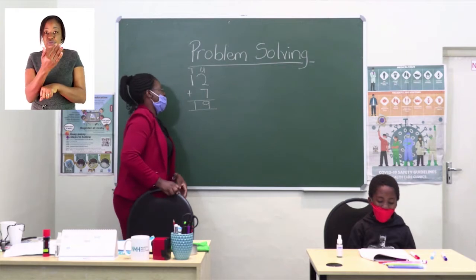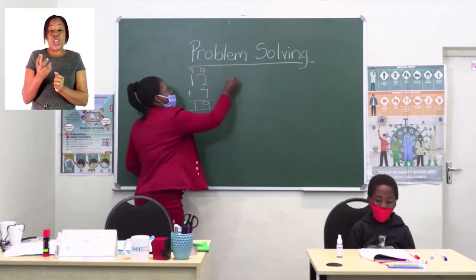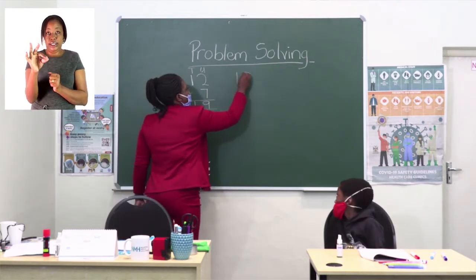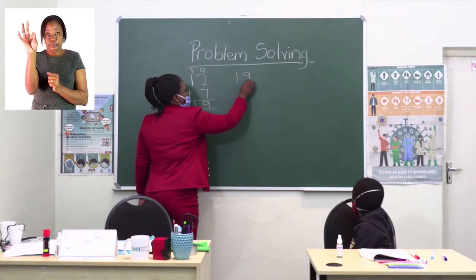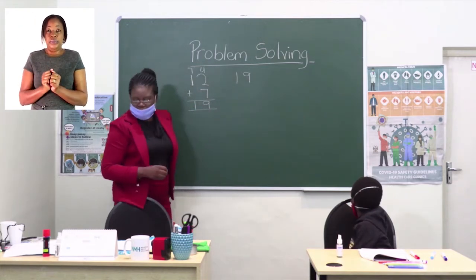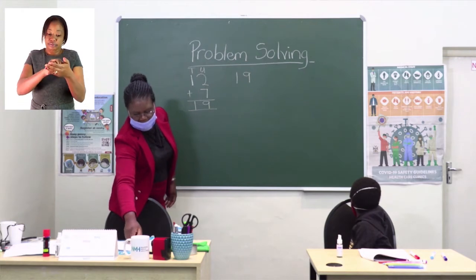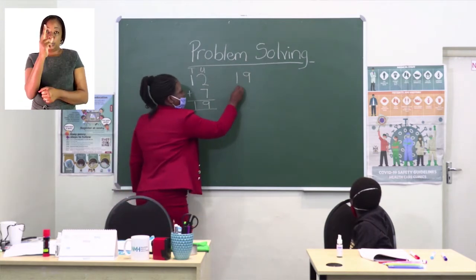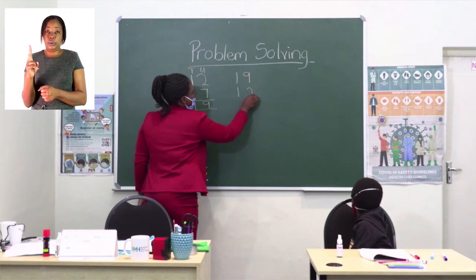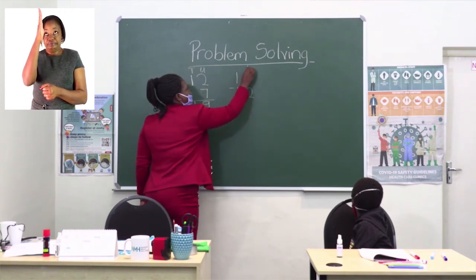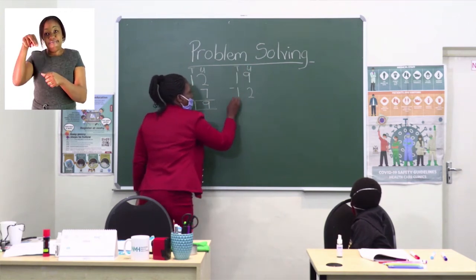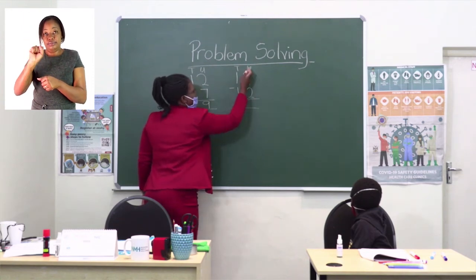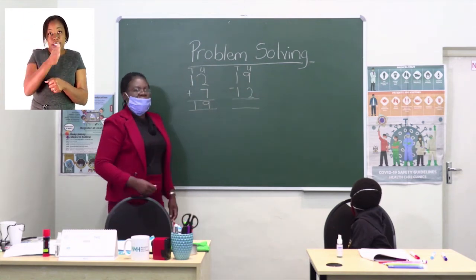Now you have 19. So you write your 19 nicely there. You have to take away the 12 which your friends have given you. So you take away your 12. Nicely you write it under there. Remember the units and the tens. They must be separated and be written nicely in columns like that.